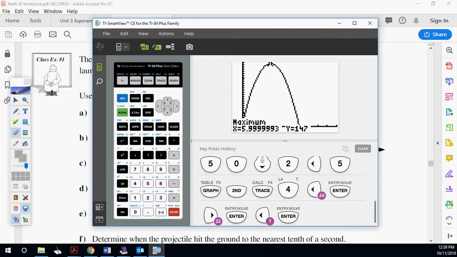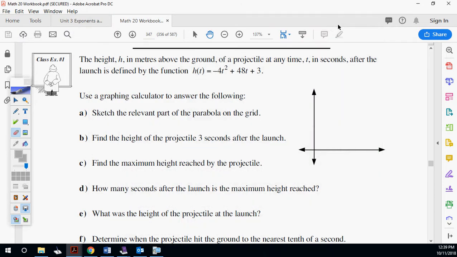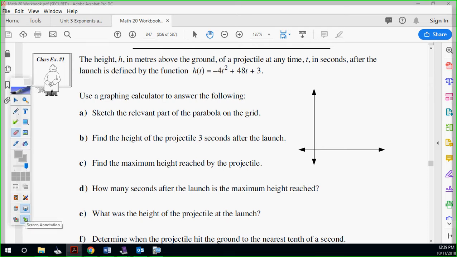Okay, so let's go down to the questions here. It says, use graph calculator to answer the following. Sketch the relevant part of the problem on the grid. So we'll sketch this now. Oh, had the eraser on. Okay, so it goes like that. We figured this out to be 6/147. We'll just write that for now. Sketch the relevant part of the problem. We did that.